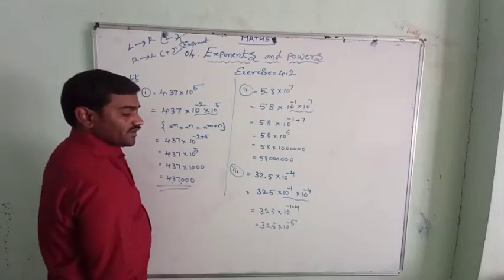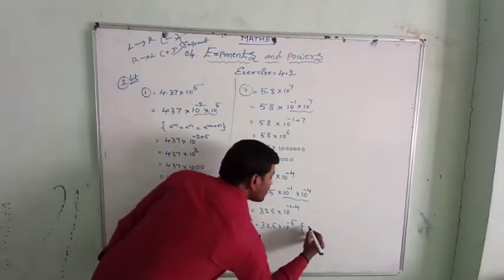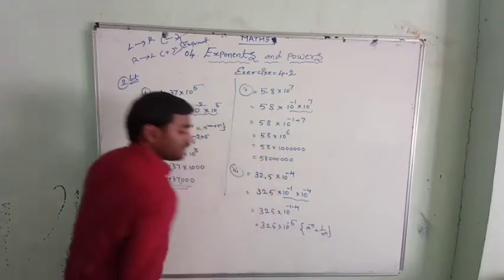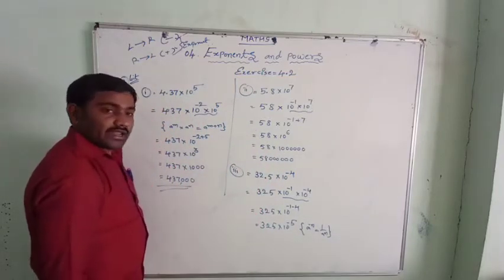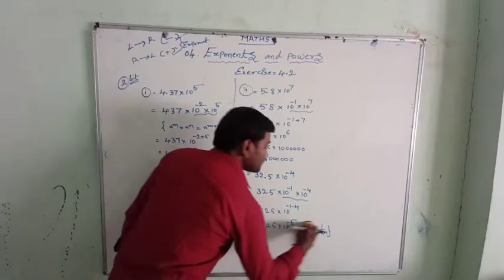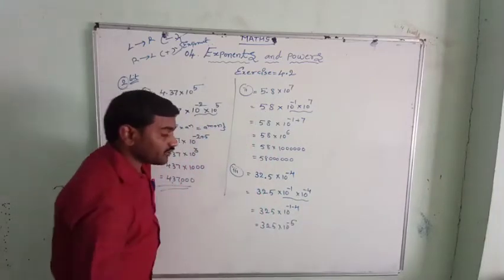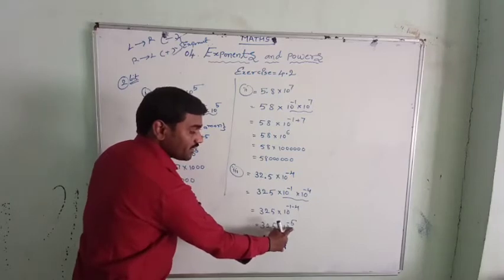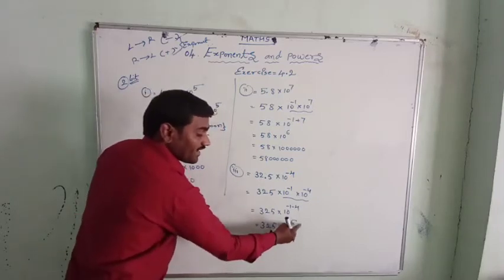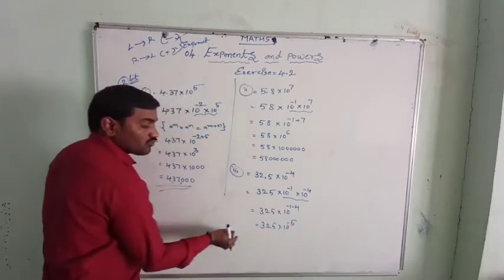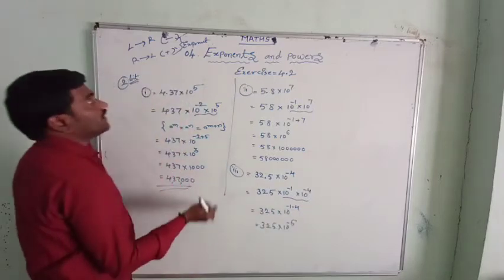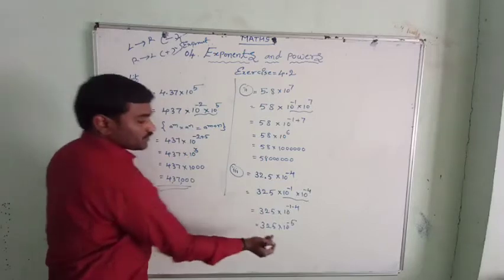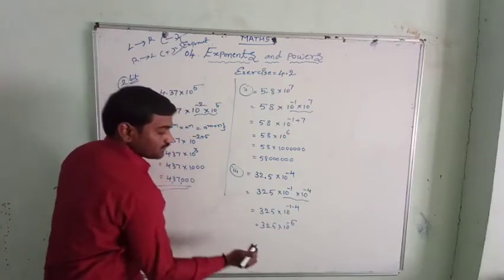10 to the power of minus 5, here we can use the formula that a to the power of minus n equals 1 by a to the power of n. Or else, if you don't want to use this, simply remember that if there is a negative exponent, here minus 5, that means 5 digits you have to move from right to left.